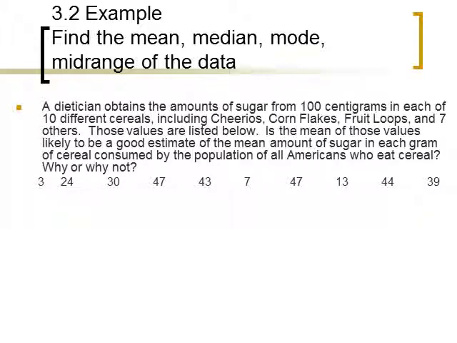Why or why not? So here we're just given some numbers that correspond to the data obtained in this problem. And since we're going to have to find the median, let's go ahead and rearrange the numbers in order from least to greatest. So I've done that here in red, and that's what you'll need to do when you first start these problems.